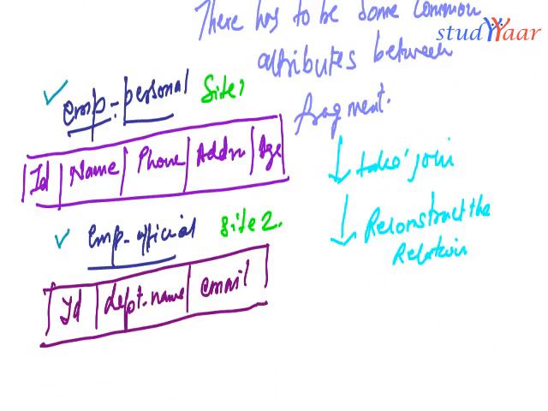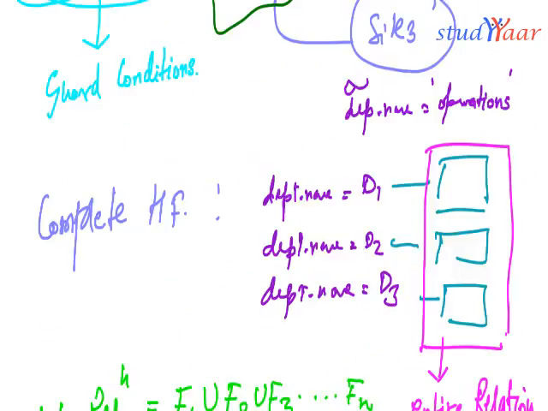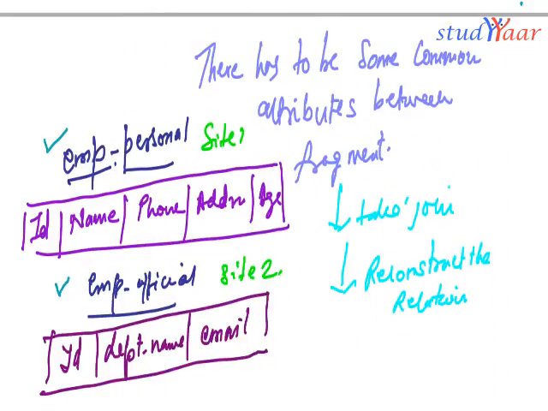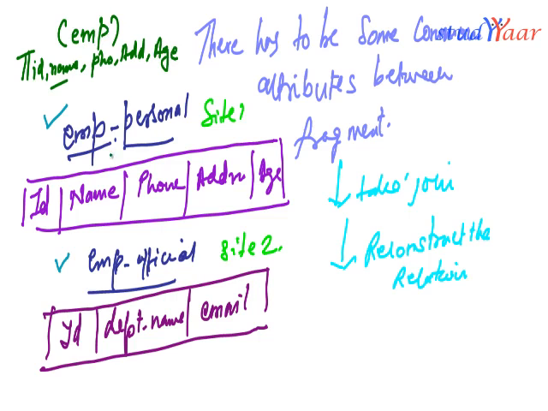That was about vertical fragmentation, right? The guard conditions or the basis of fragmentation over here is mentioned with the help of the project operator. I can say project ID, comma name, comma phone, comma address, comma age, from what? From employees. And what I'm going to get? I'm going to get my employee personal fragment.